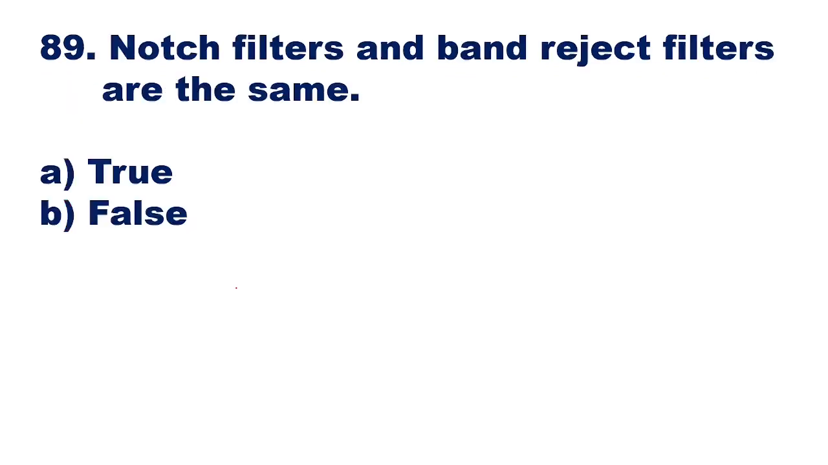Then we'll go to the next question, question number 89. Notch filters and band reject filters are the same. Is the statement true or false? Yes, a band reject filter is one which rejects a particular band of frequencies. Many times we choose a narrow band of frequencies to be rejected, and a notch filter is also going to do the same thing. It is going to reject a particular frequency. So the characteristics of notch filters and band reject filters are the same, so this statement is true. So option A is the right answer here.